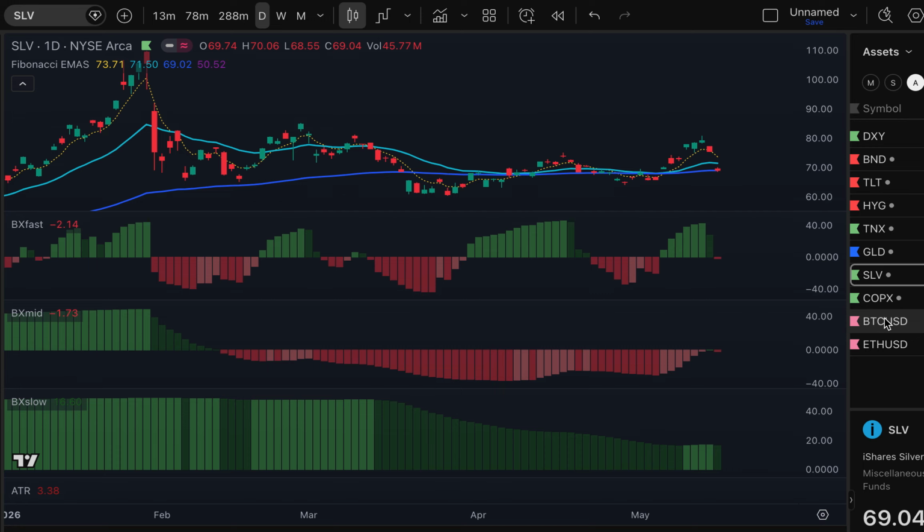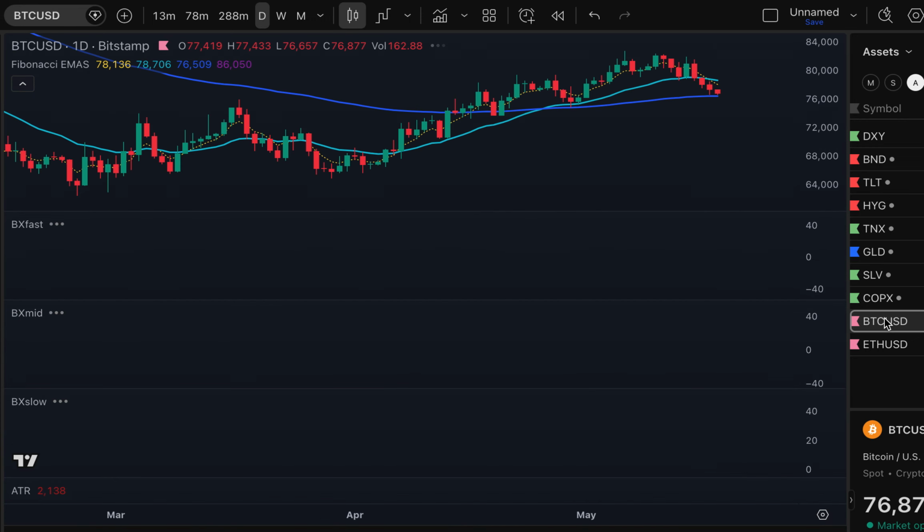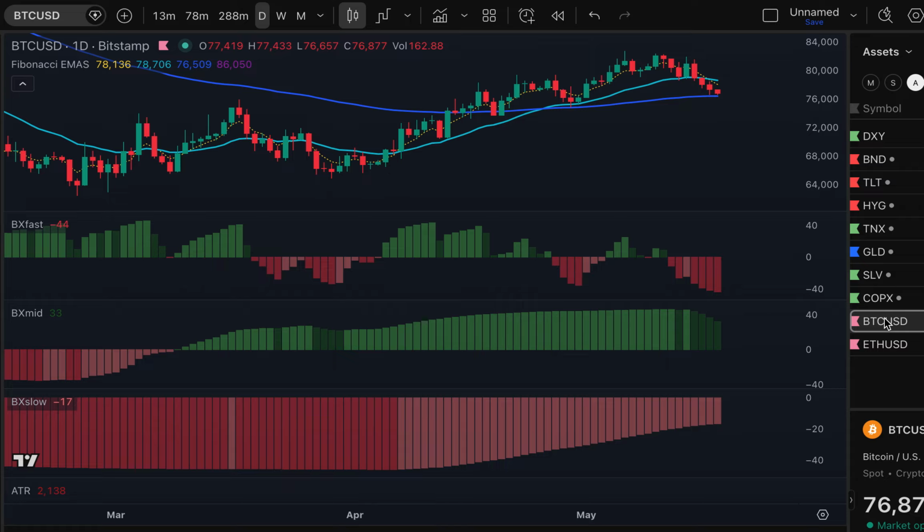And I also like to look at Bitcoin. Long-term momentum is still trying to build back to the green, but midterm momentum is starting to fade over the last few days.